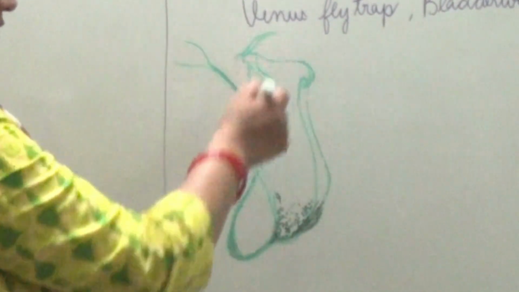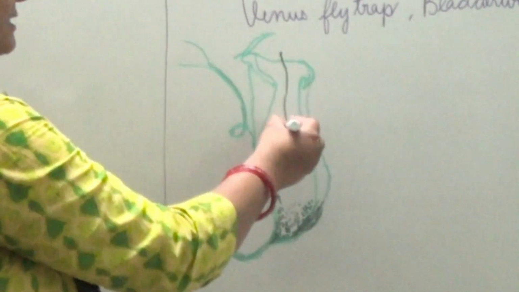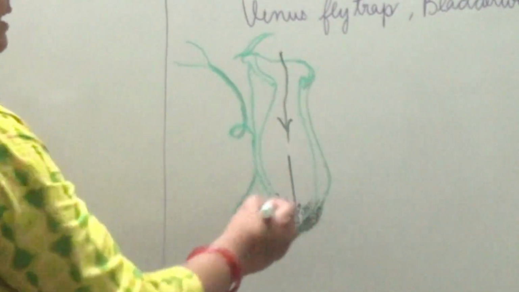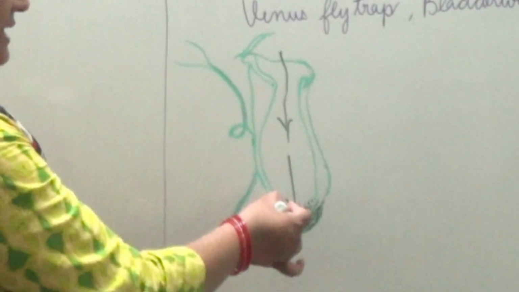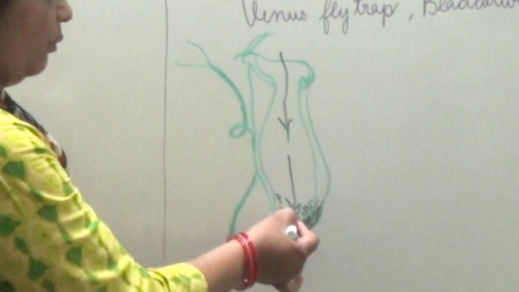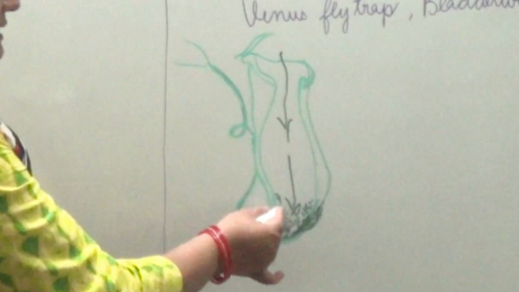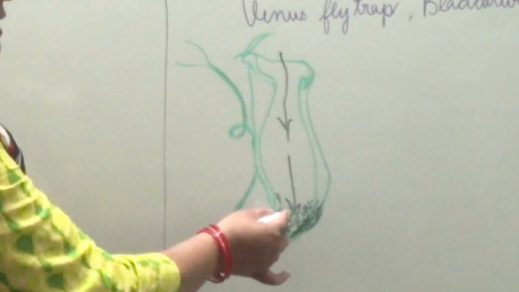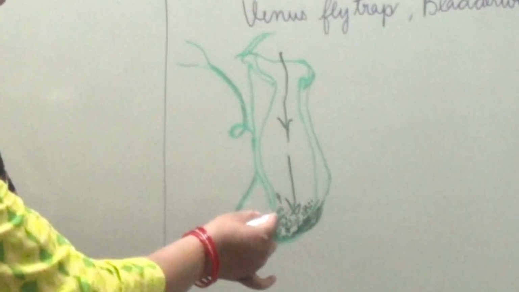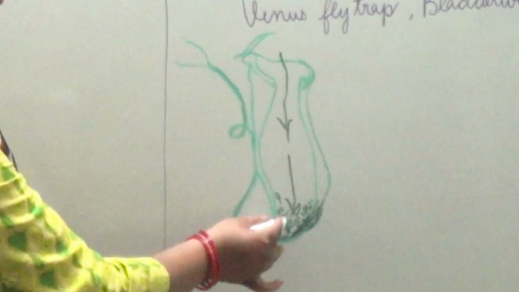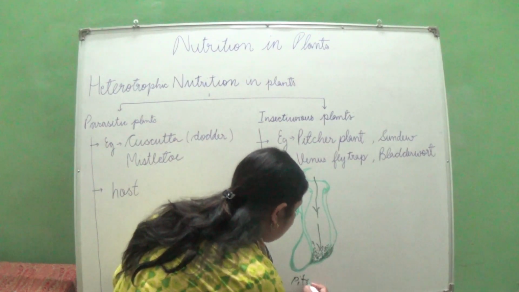So when the insect enters here, it goes on falling inside, and it reaches the bottom where it is trapped. And here, as soon as these insects reach the bottom, digestive juices are released from the plant, and as a result, it digests these insects and fulfills its nitrogen requirement. Okay, so this is the pitcher plant.